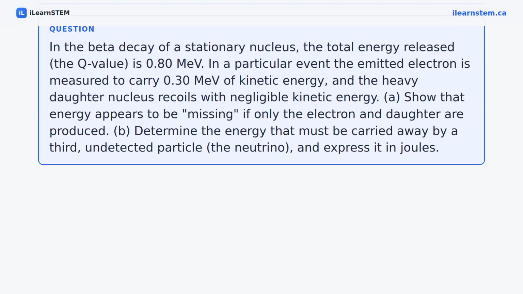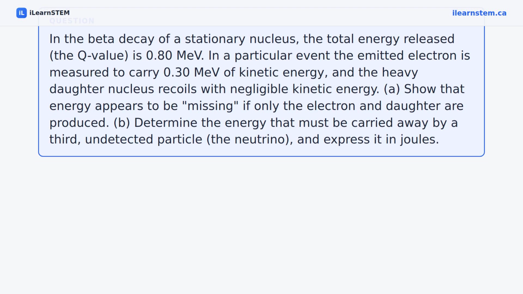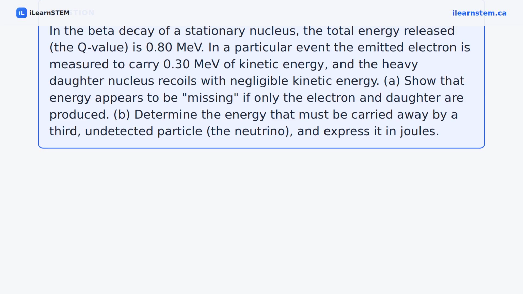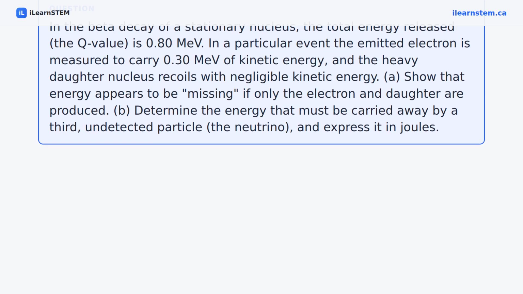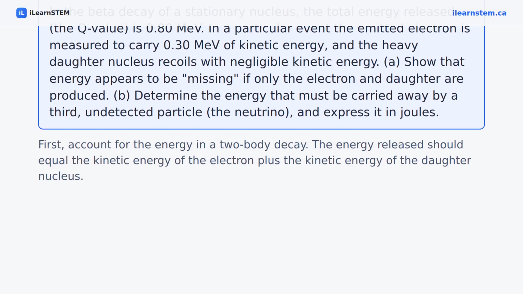Part A. Show that energy appears to be missing if only the electron and daughter are produced. Part B. Determine the energy that must be carried away by a third undetected particle, the neutrino, and express it in joules. First, let's account for the energy if only the electron and daughter are produced.